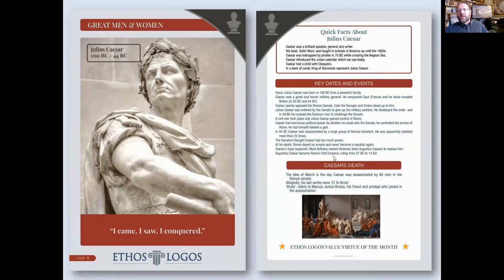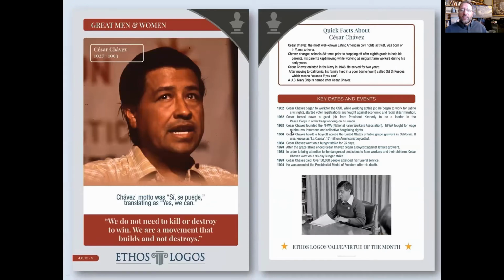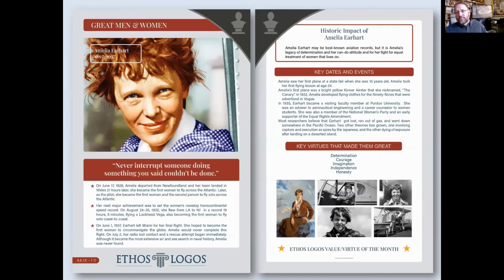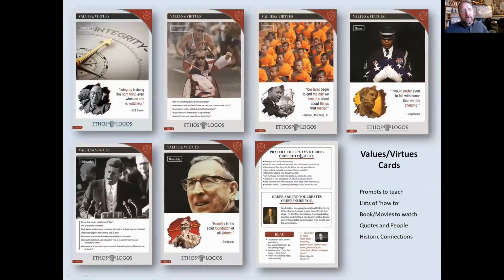And we try to talk about what was unique about them, where were they born, what were they like as a child, if we can find that out, anything to connect that child to this historic figure. Again, classical ed is not so much about dates and times, more overarching discussions about a particular character. So here's Cesar Chavez. And then again, we try to pull out in every great man and woman what they're known for in values and virtues. So this is, again, another prompt for that teacher to say, how do you show determination when we saw what Amelia Earhart did?